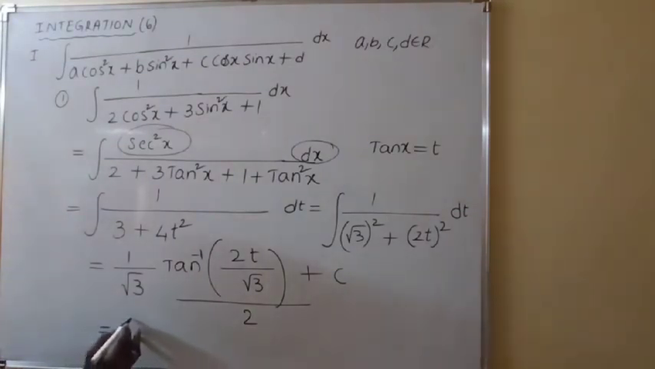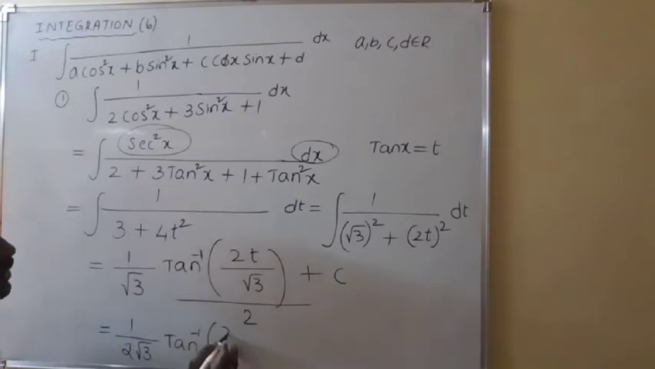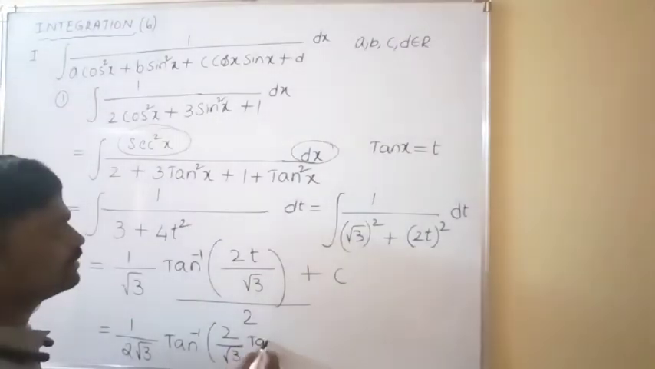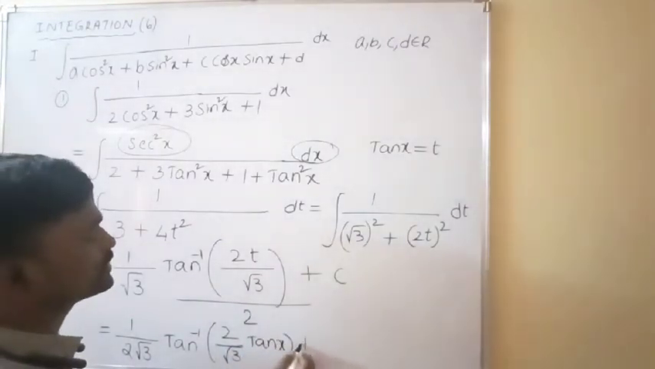So thus the answer what you will get? 1 upon 2 into root 3, 2 root 3 tan inverse of 2t by root 3, nothing but 2 by root 3 into t. t is nothing but tan x, plus c.